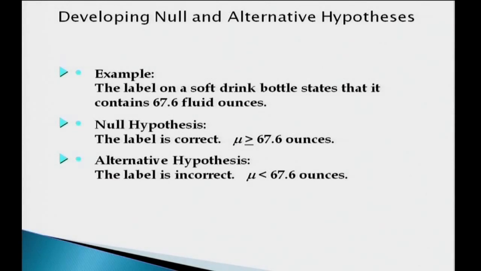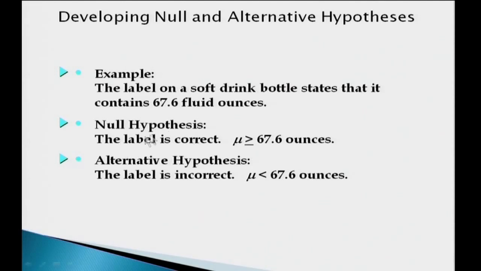Here is another example. Say the label on a soft drink bottle states that it contains 67.6 fluid ounce. If it is this much, you will be satisfied, and if it is less than that, you will not be satisfied. So, you would like to see whether it is so. It may be more than this by a little, but because there is a limit for that particular bottle, it can't have significantly more than that many ounces of fluid.